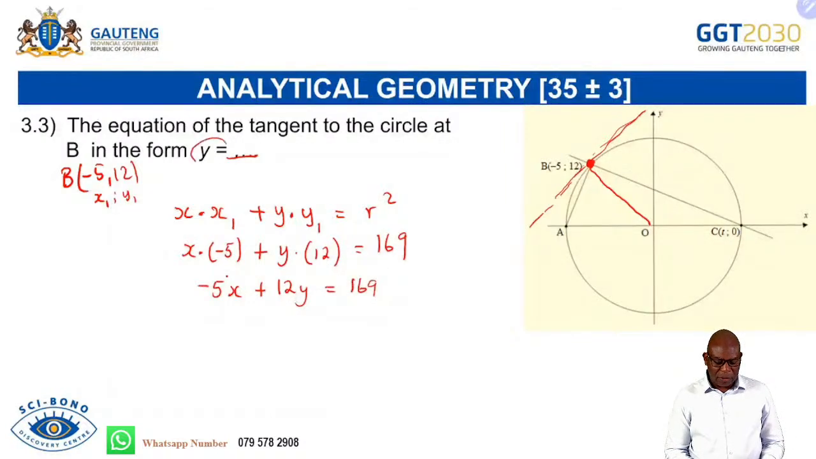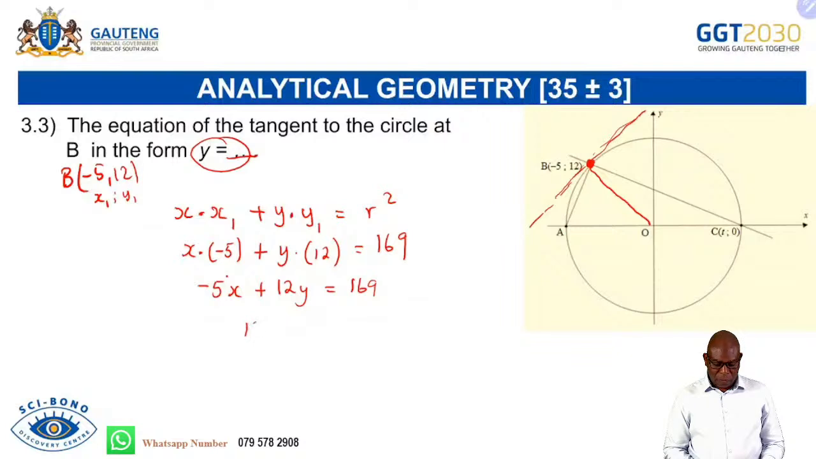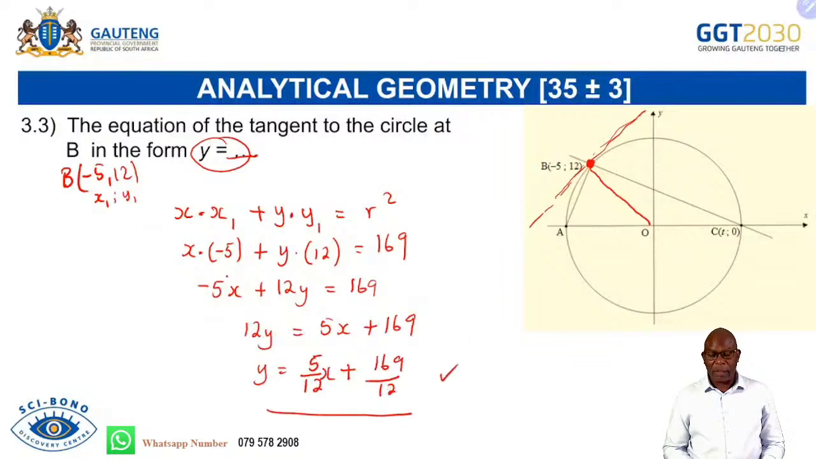But they want it in this form, so just make y the subject of the formula. I'm going to get 12y equals 5x plus 169. Then from there, my y value will be 5 over 12 x, plus 169 all over 12. And I leave my answer like that. That is the easiest way of doing that.